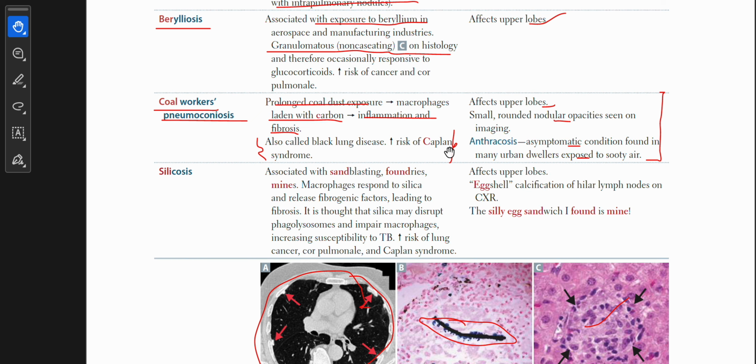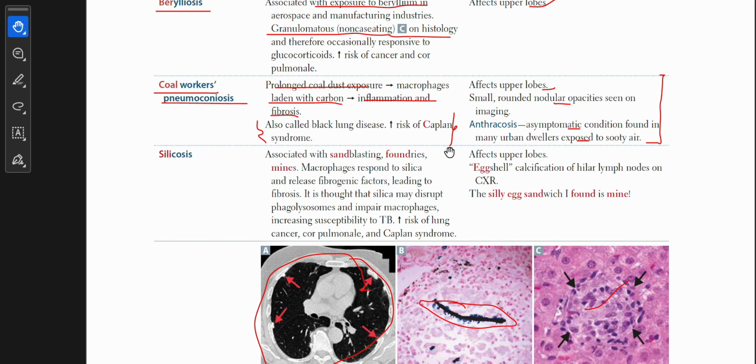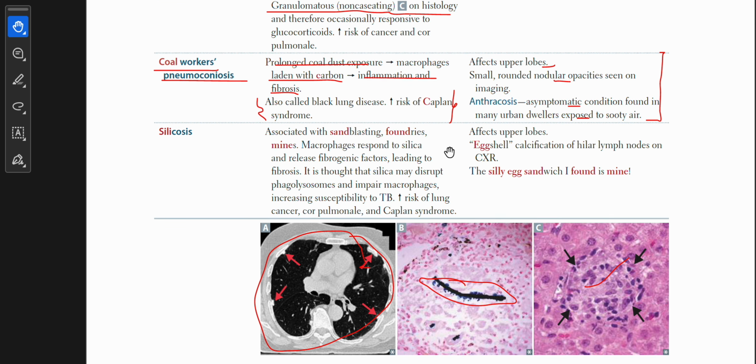In anthracosis, an asymptomatic condition found in many urban dwellers exposed to sooty air, that is also seen in coal workers' pneumoconiosis. And then there is silicosis, associated with sandblasting, foundries, and mines. Macrophages respond to silica and release fibrogenic factors, leading to fibrosis. It is thought that silica may disrupt phagolysosomes and impair macrophages, increasing susceptibility to TB.